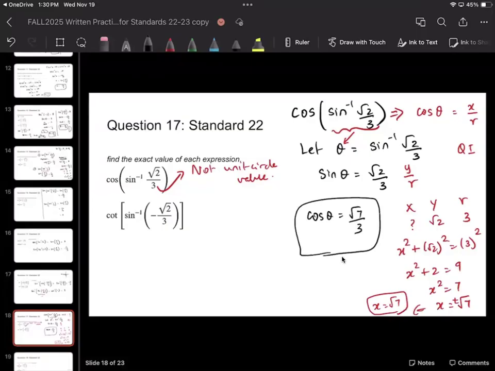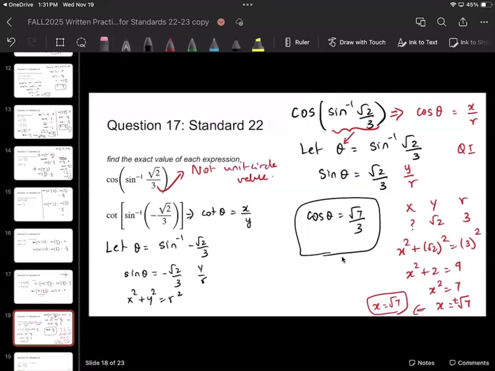Okay. Now let's do the second one. So let the inner angle be this, sine inverse of negative root 2 over 3, which means sine theta is negative root 2 over 3. Sine theta is y over r, and cotangent theta is x over y. So I need to find x, okay? So again, x squared plus y squared is r squared.